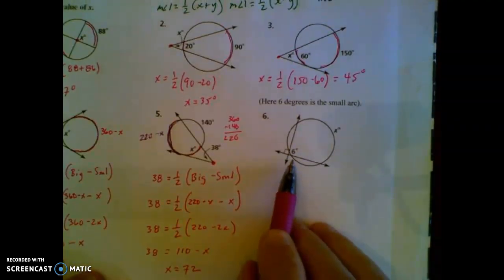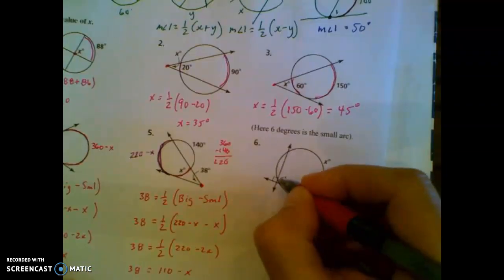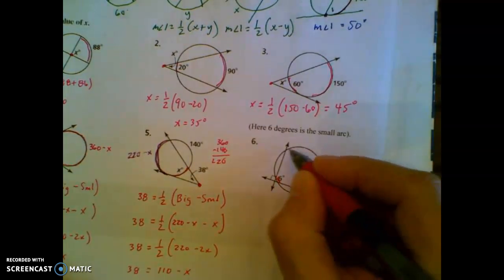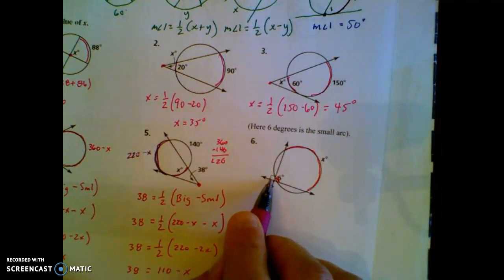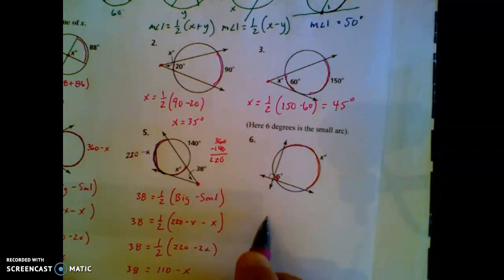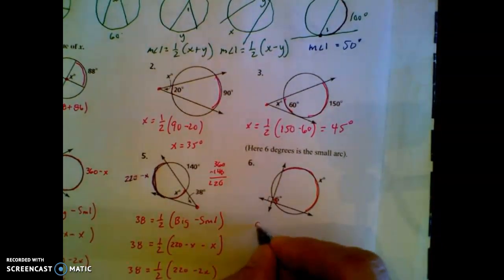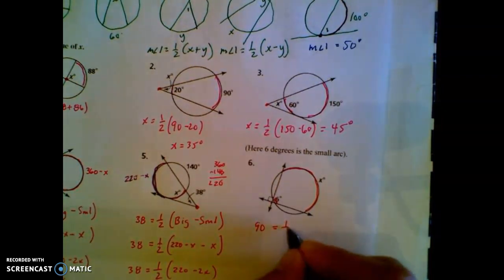Over here, I got this tiny little 6 degree arc right here. It's a tiny little arc. Then the big arc is here. Again, the intersection's on the outside, and it has to be 90 degrees because all 4 of these angles are going to be 90 degrees. So now, since it's on the outside, the angle is equal to 1/2 of the big minus the small.